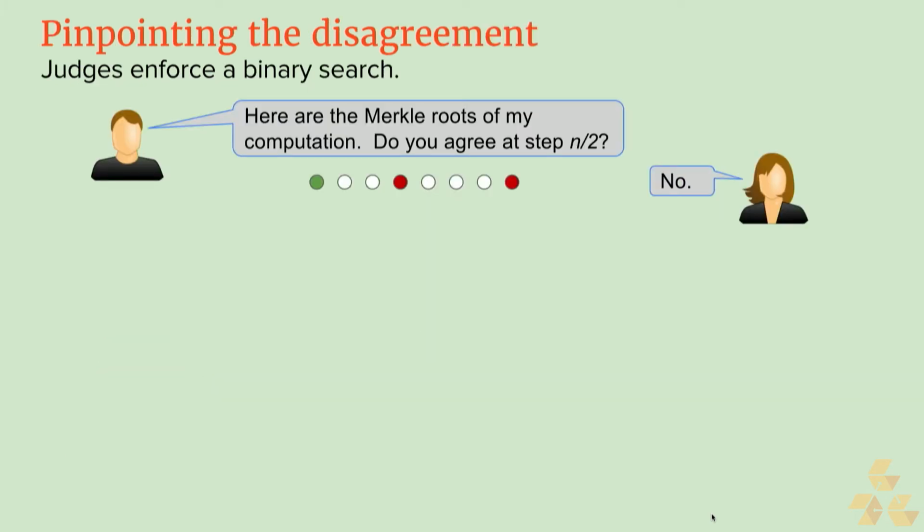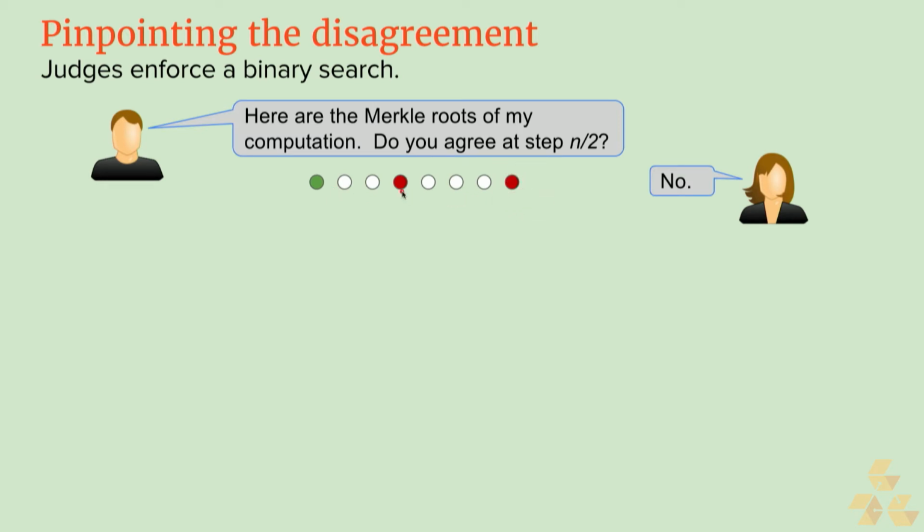So how does the court work? The court works by pinpointing the disagreement, right? We have to make it small enough that the judges, who have very limited computational power, can actually decide whether the computation was right or not. Your solver says, here are the Merkle roots of my computation. He listed them all out. And he says, do you agree at the halfway point, n over 2? Clearly they agreed on the input, because of how the task is given there on the blockchain, and they don't agree on the output.